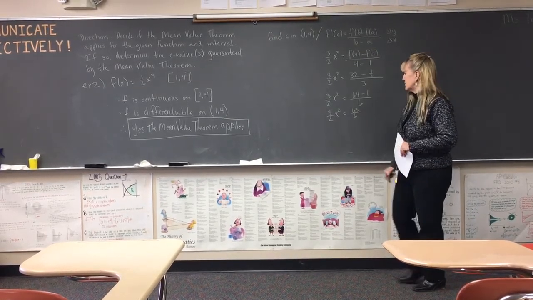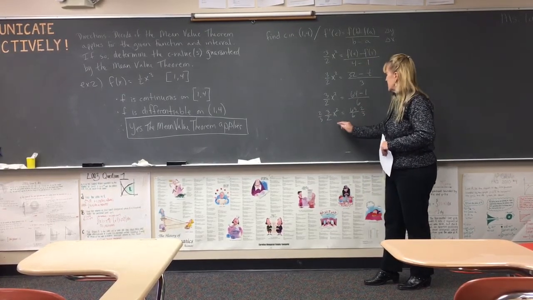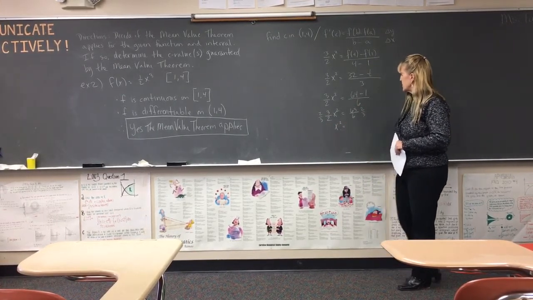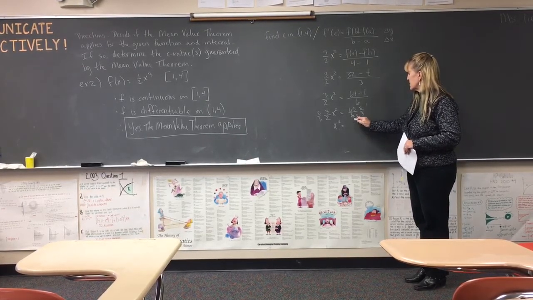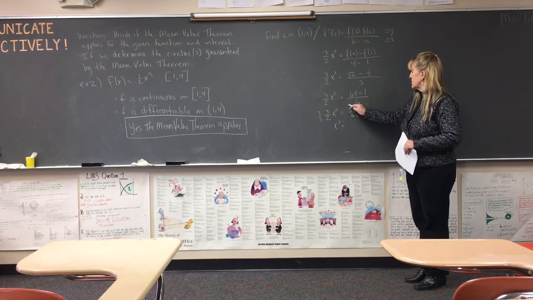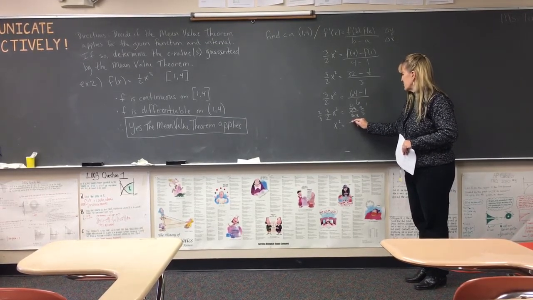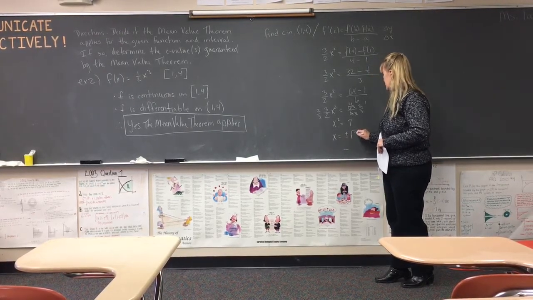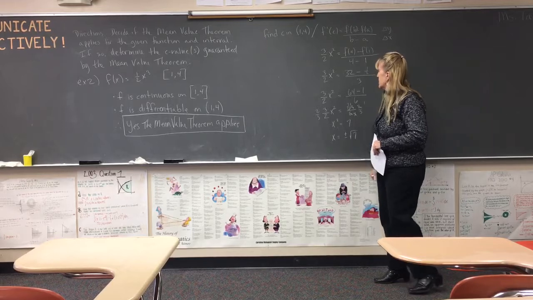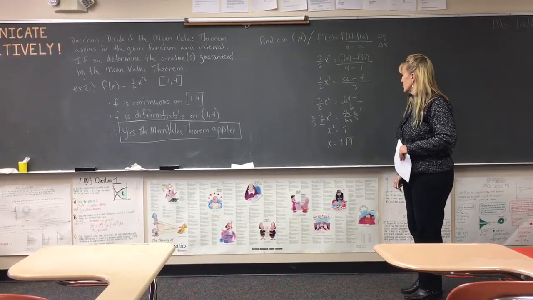And I think I will multiply by 2 over 3. X squared ends up equaling, let's see, 2 goes into itself once and 2 goes into 6 3 times. 3 goes into 63 21 times, and 3 goes into 21 7 times. This gives me x equals plus or minus the square root of 7. So I think my c values are going to be positive or negative square root of 7.